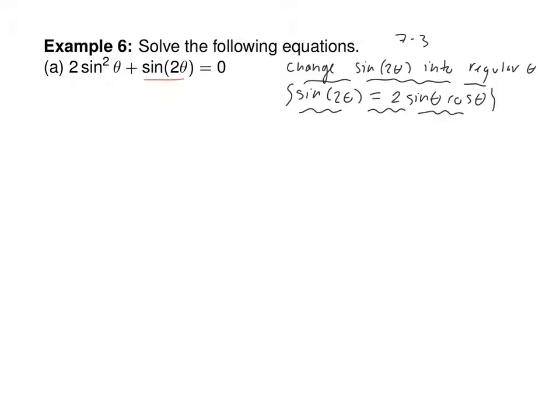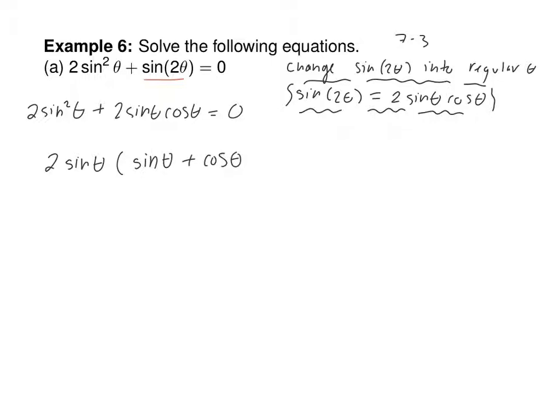And that's helpful because when you input this, you have 2 sine squared theta plus 2 sine theta cosine theta equals 0. And now do you have a greatest common factor? 2 sine theta. You have 2 sine theta times sine theta plus cosine theta.